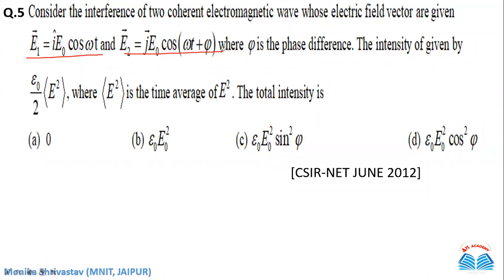The intensity of these given two electric fields is given by this, where the average of E square is the time average of E square. So we have to calculate the total intensity. Now, this is a different type of question. We have been given two components of the electric field and we have to calculate the total intensity. This question is from NET June 2012.